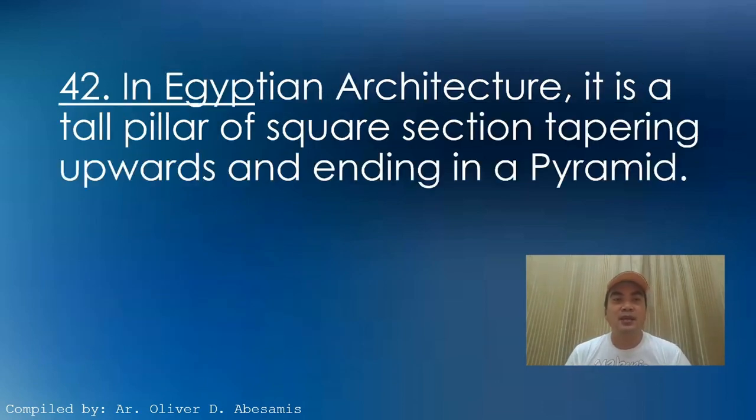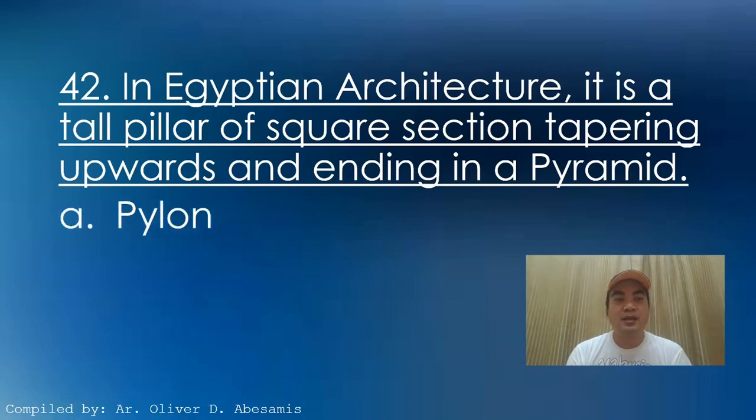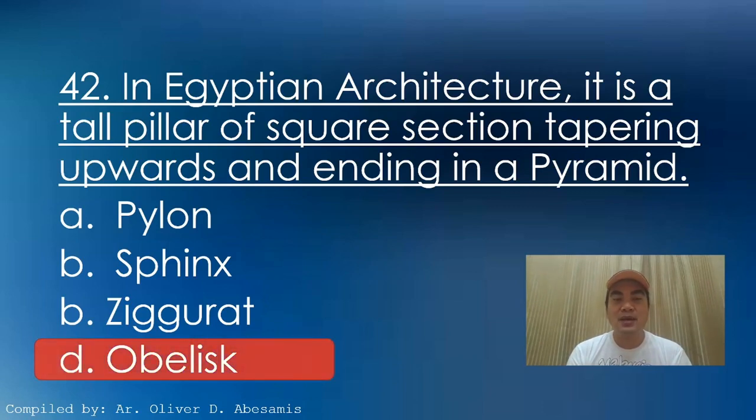42. In Egyptian architecture, it is a tall pillar of square section tapering upwards and ending in a pyramid. A. Pylon, B. Sphinx, C. Ziggurat, D. Obelisk. Answer: D. Obelisk.